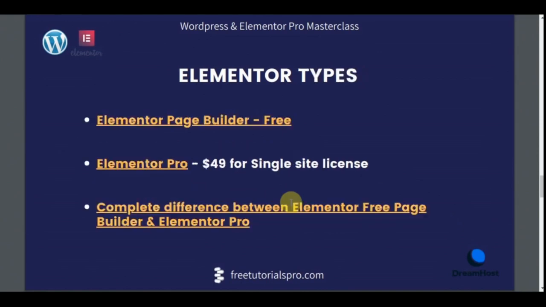Elementor has two types. One is Elementor Page Builder Free. This is a free plugin available on WordPress. However, there is a limitation. Like the name suggests, it's just a page builder. It cannot build you a header, it cannot build you a footer, it cannot create a pop-up, and there are a lot of other things that it cannot do. On the other side, Elementor Pro gives you a 360-degree solution. It can create anything that you want, including animation, mouse effects, etc., on your website. You can literally supercharge your website using Elementor Pro. The complete difference between Elementor Pro and Elementor Free Page Builder is available on this link.